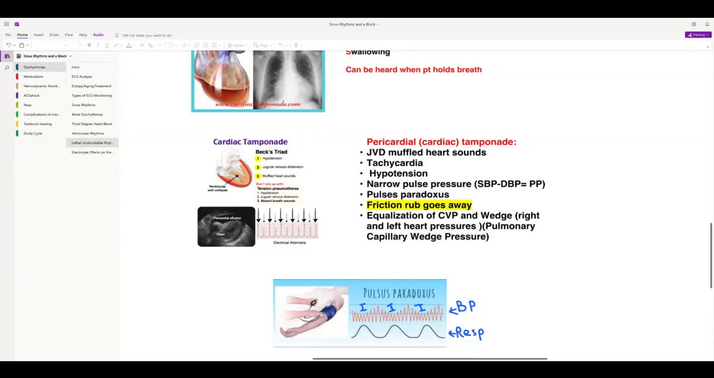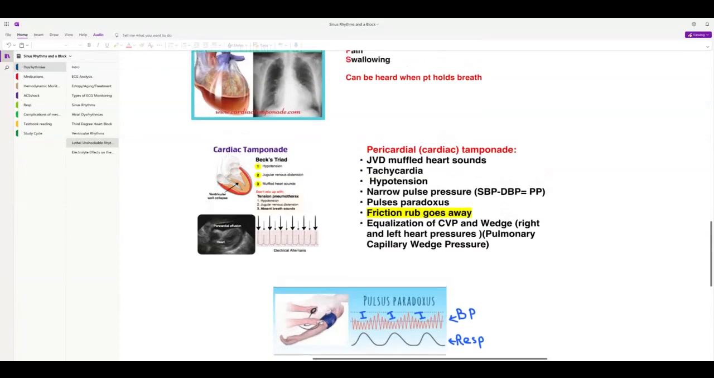Okay, and how it'll be worded on exams and stuff, it'll say the patient has a paradoxal pulse. If somebody has a paradoxal pulse, right away I'm thinking cardiac tamponade. Okay, that's exactly what I think. So you have to be able to recognize that.